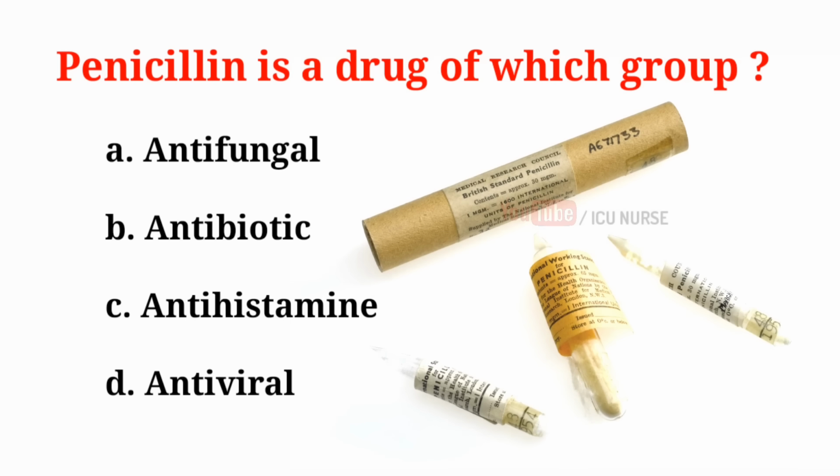Penicillin is a drug of which group? A. Antifungal, B. Antibiotic, C. Antihistamine, D. Antiviral. And the correct answer is B. Antibiotic.